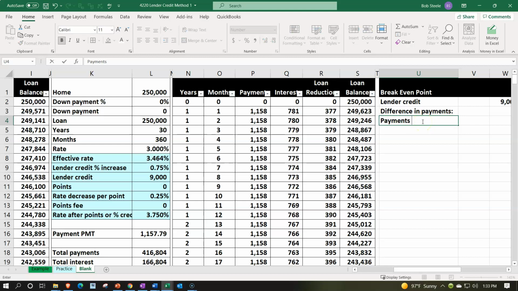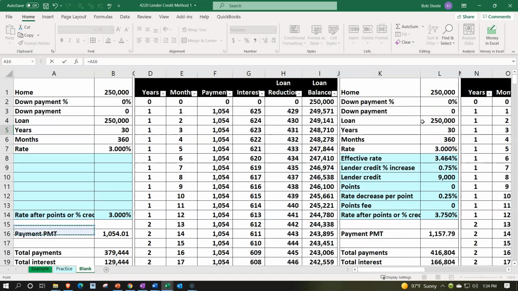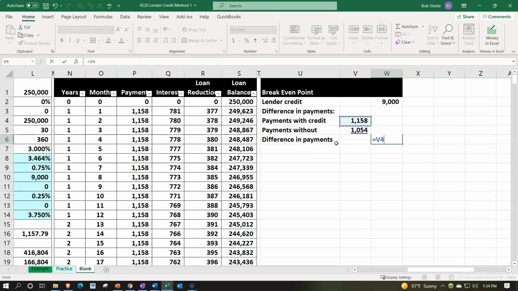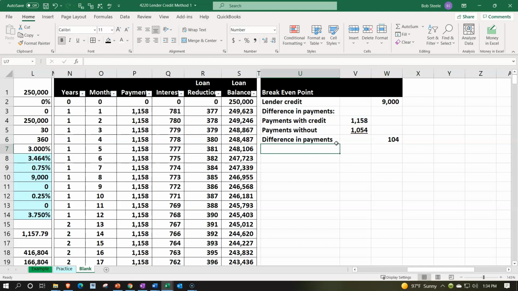So we got the payments with credit, which are going to be larger. So the payments with the credit, I'm going to round it. So it's about 1158, and the payments without are going to be equal to the 1054 about. Let's put an underline there, font group and underline. So the difference in payments then, outer column, will be equal to the 1158 minus the 1054. So about a difference of $104. So let's underline that, go into the font group and underline.